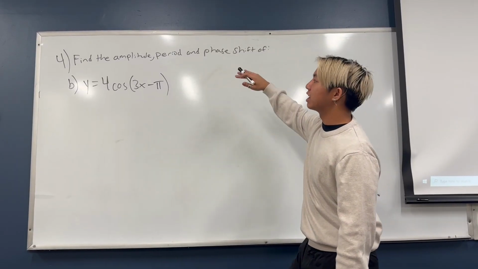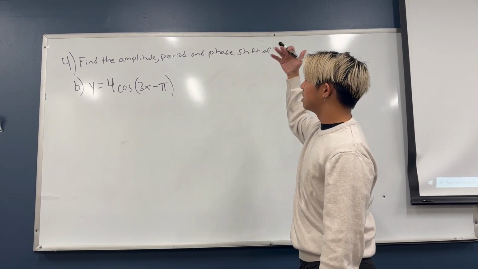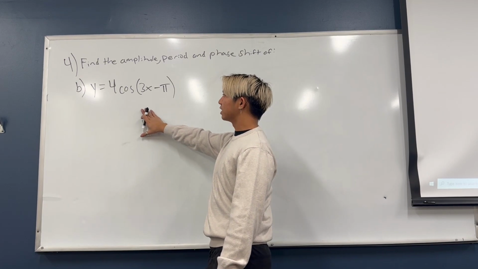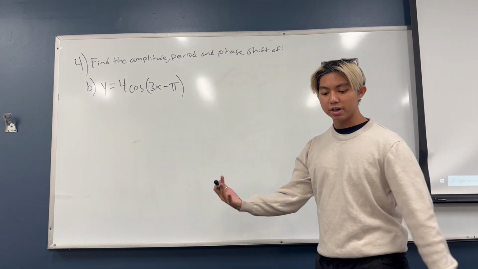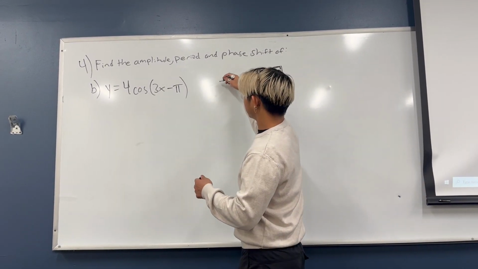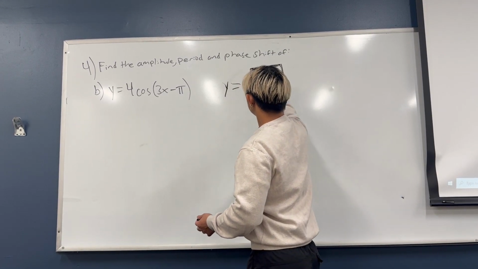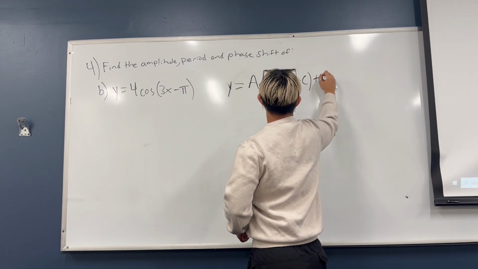All right, so here we have problem 4, part B. It is asking us to find the amplitude, the period, and the phase shift of y equals 4 cosine of (3x minus pi). So here I would start off by writing our model of cosine. It'd be like y equals a cosine of (bx minus c) plus d.